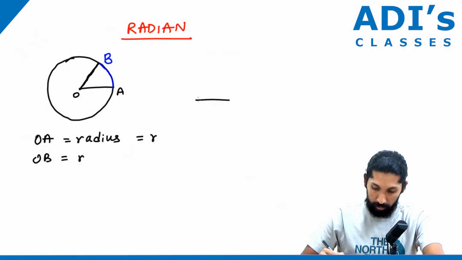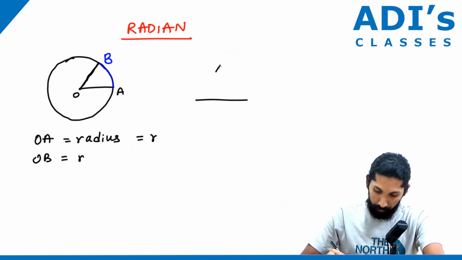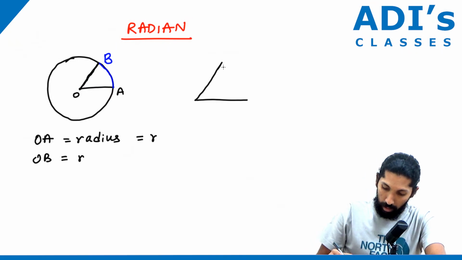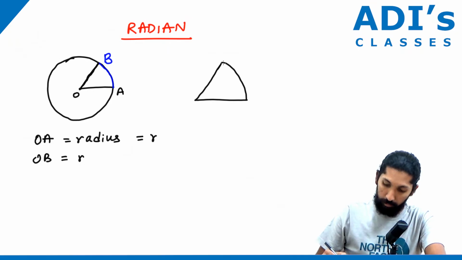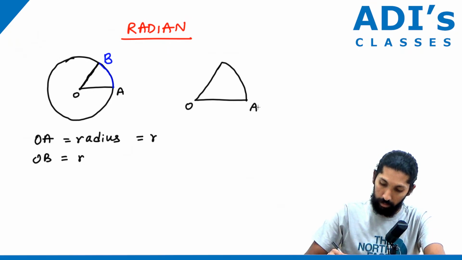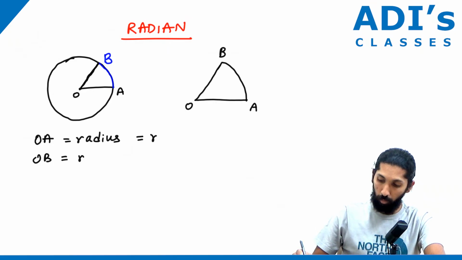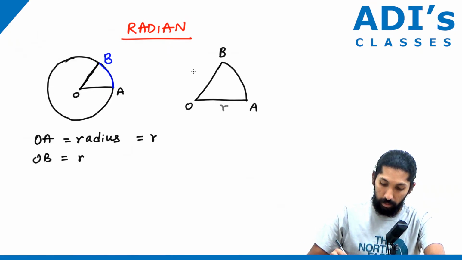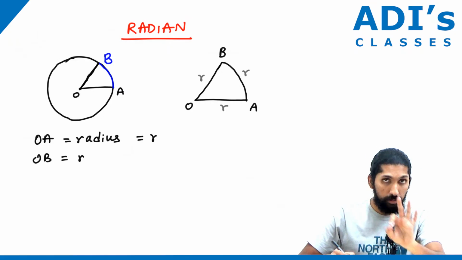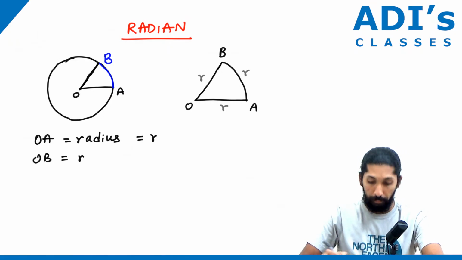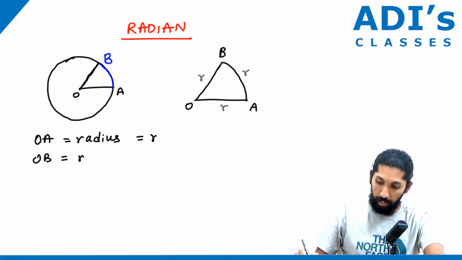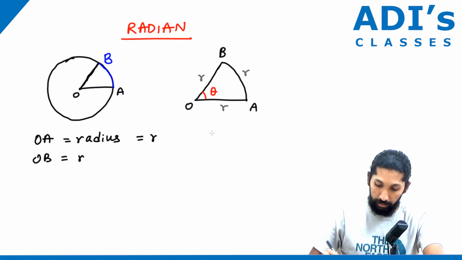If you take this, this is one more, and this is one more. O, A, this is B. Now what do we have? r, r, r. All three are radii, isn't it? This makes an angle theta. See, this theta is equal to 1 radian.